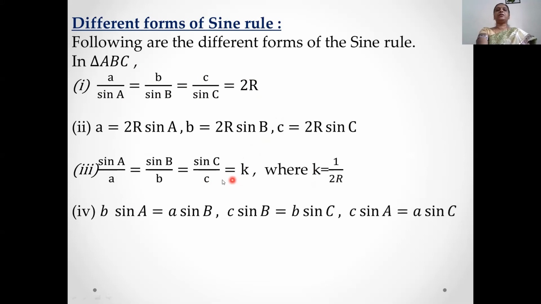Okay, then what is the next form? If we equate these two equations, then you get b sin A = a sin B. If we equate second and third, we get this equation, and if we equate first and third, then you get this type of form. Now what is next? If we equate these two, then you get first a/b = sin A/sin B, and if we equate second and third, you get this form b/c = sin B/sin C.